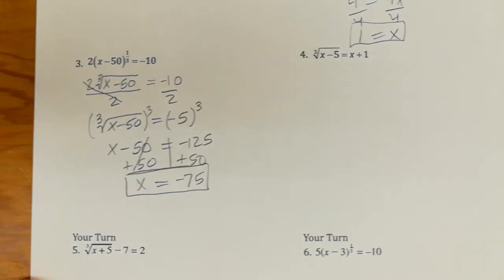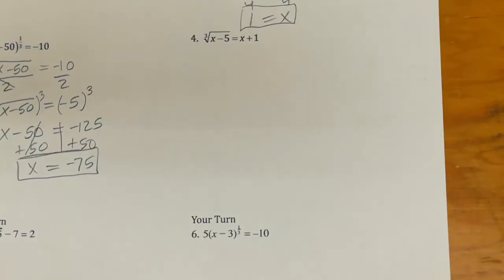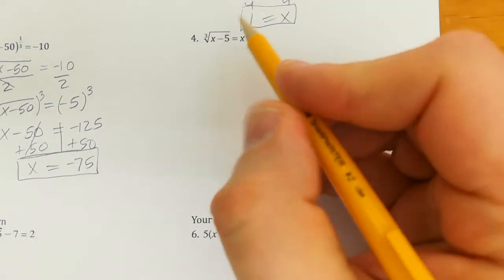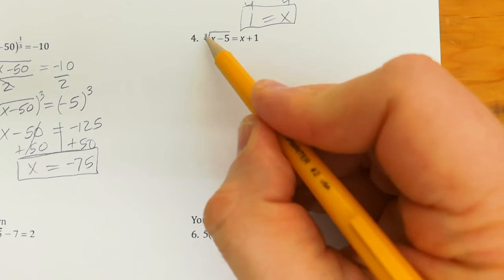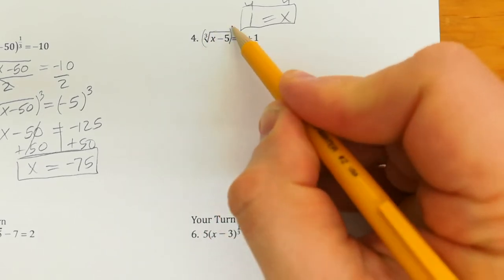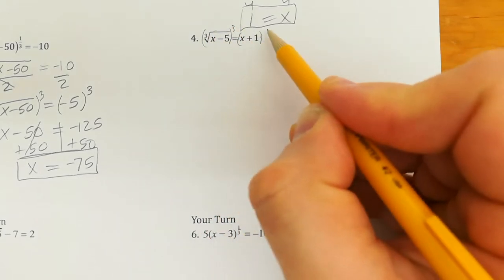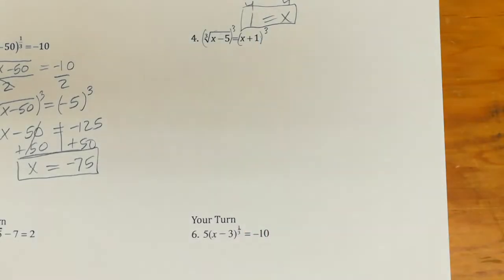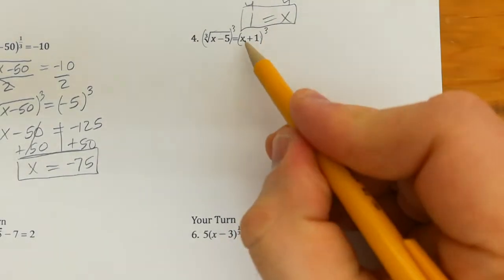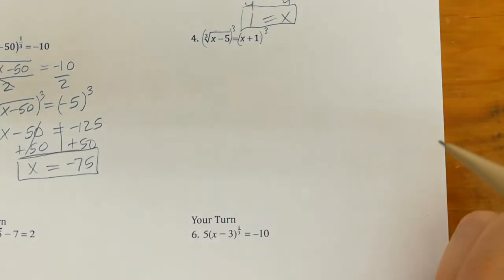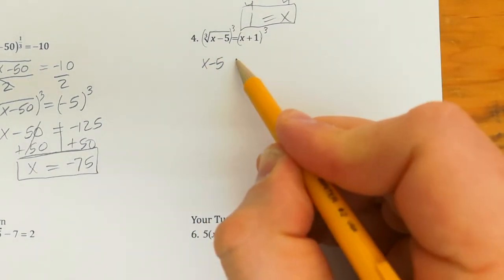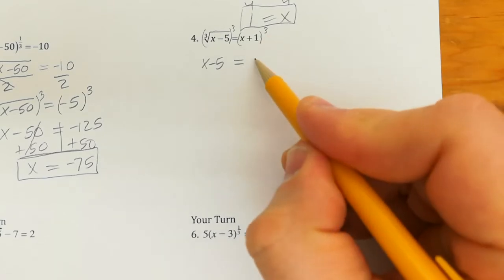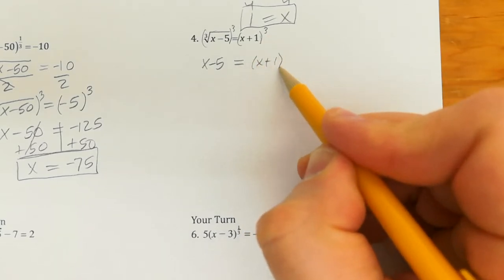Okay? All right, and then number 4. That one, you don't really have to do any isolating. This is already isolated, so we're just going to cube this side. Ooh, look at this. This will be fun. We have to cube this x plus 1, okay? So that's going to be a little bit of work here. And basically what we have is this.